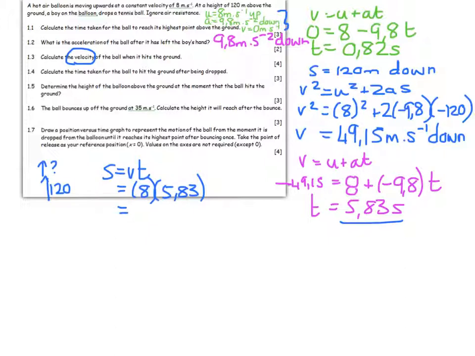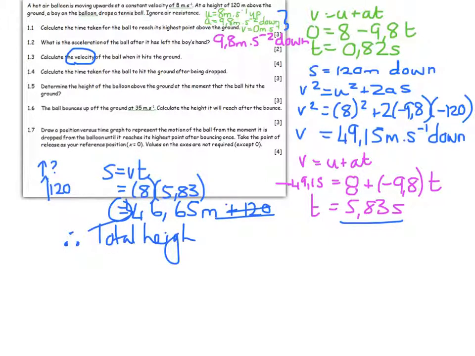46,65 meters. I add that to the 120. I can't just press plus 120 over here. This equal sign does not mean plus 120. I have to start a new line. Therefore, total height. You can't say it's equal. It's not equal.